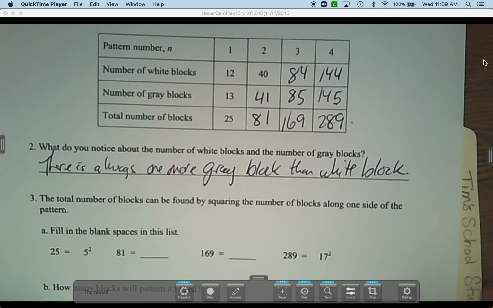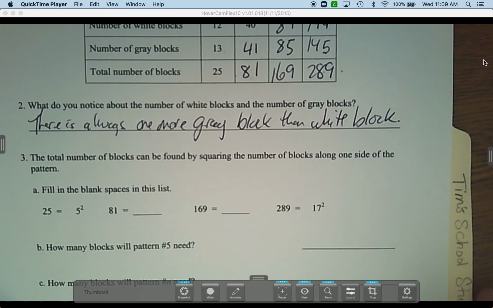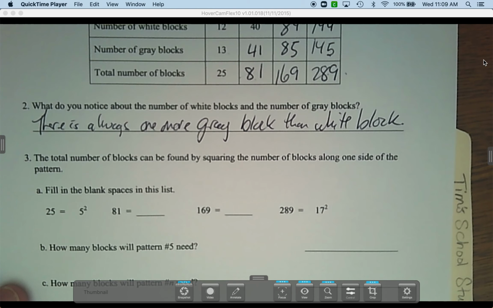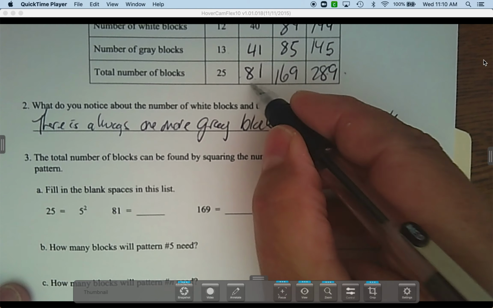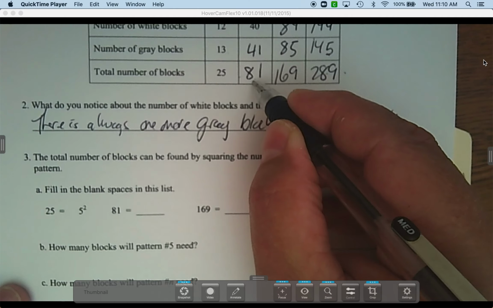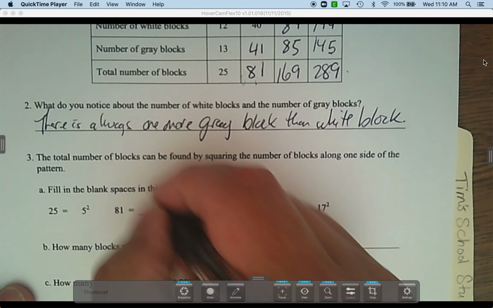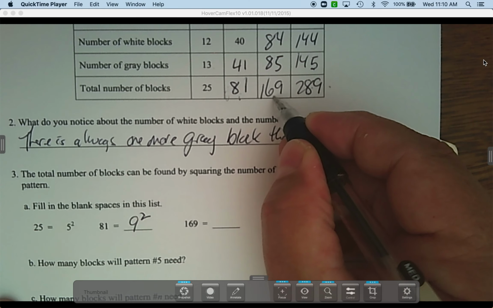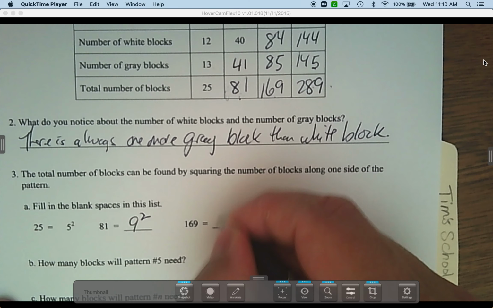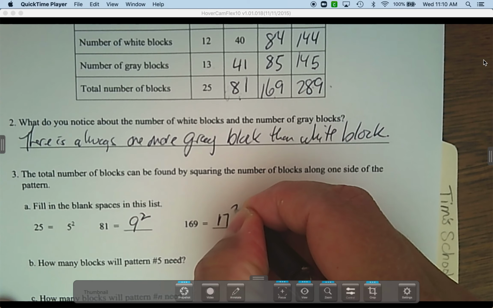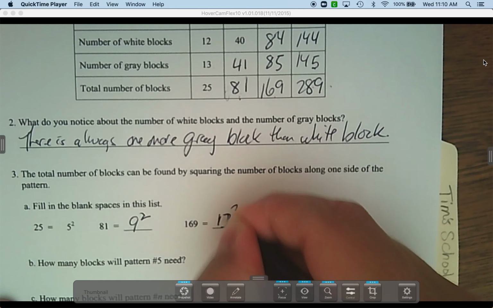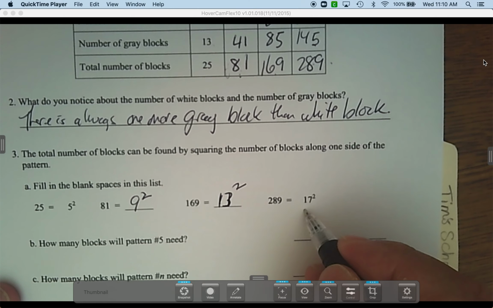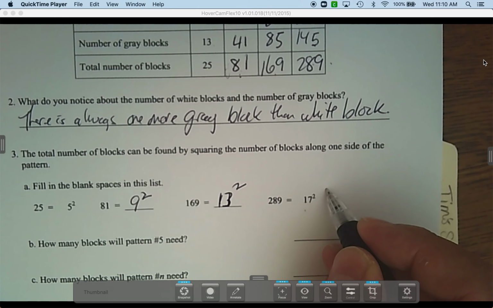The total number of blocks can be found by squaring the number of blocks along one side of the pattern. We saw that. So the first one side was 5. The next one, what was the length of the one side? You could square root this to remember. That's 9, so it's 9 squared. How much was one side for this one? It was 13, and we square it. And then the last one was 17, and we square it.